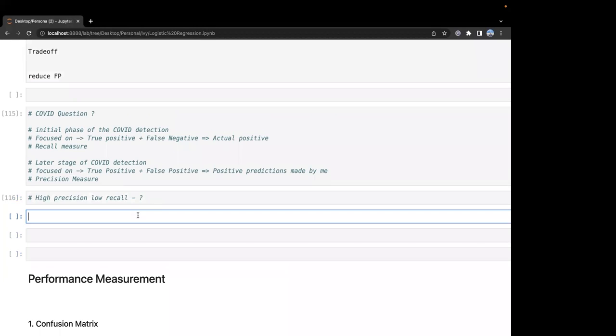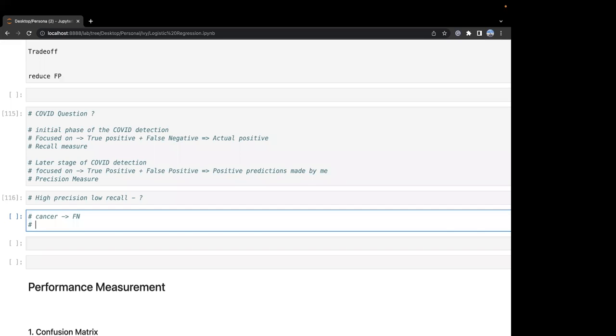Like take for example cancer, right? You'd not want to tell someone who does have cancer that they don't have cancer. So false negative is not acceptable. But if someone actually does not have cancer and you predict that they have cancer, which is a false positive, they do further tests, right? They do further tests and you get to confirm that you don't have cancer. देखिए, machine learning is for initial prediction. Ultimate medical test तो होगा ही.